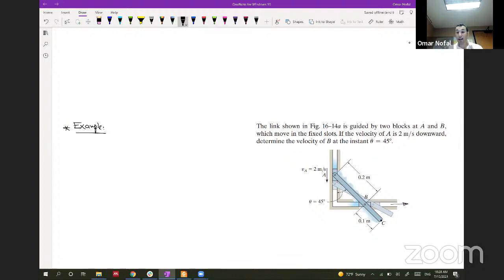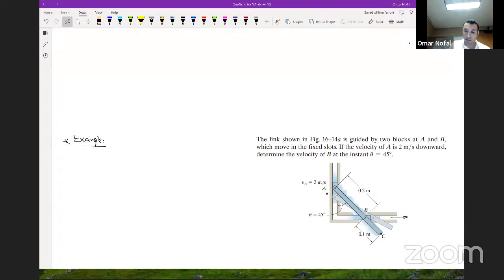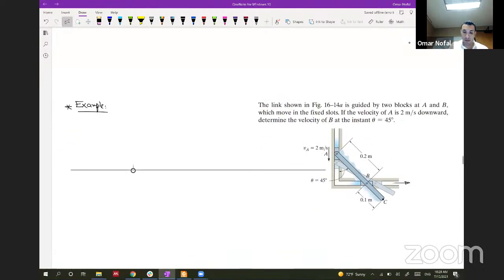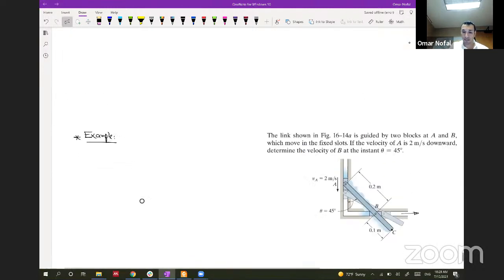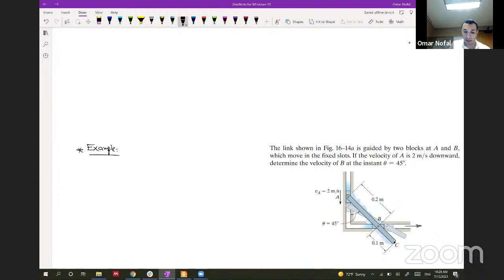So we are not given the omega in this problem, and let's see what we can do. If we want to get the velocity at B, we only have one equation. We cannot think about any other equation. So we have that VB will be equal to VA plus VB with respect to A.